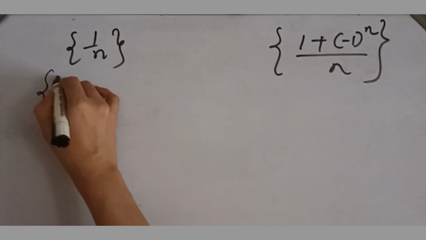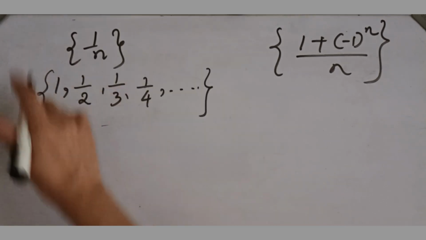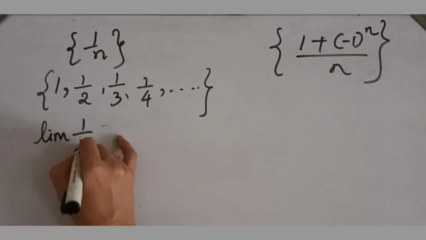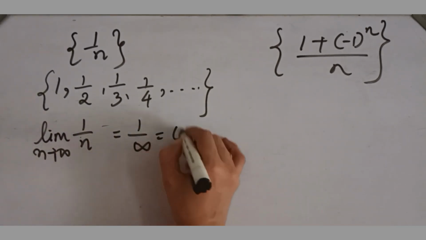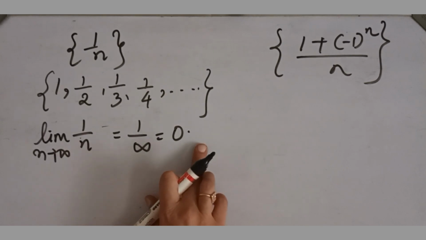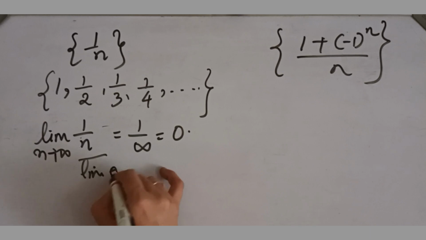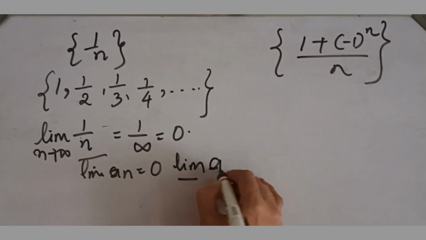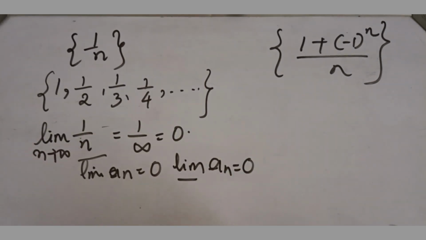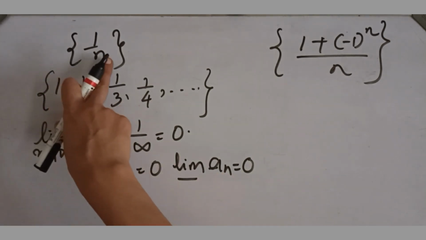See these two sequences here. When you write the terms of the sequence, you will get 1, 1 by 2, 1 by 3, 1 by 4 and so on. I will directly find the limit of the sequence as n tends to infinity, which is 1 by infinity, that is equal to 0. There is only one limit point for this sequence. Therefore, limit supremum, the maximum of that value, is also 0. Minimum same. Limit infimum of a_n is also equal to 0. So in this case, limit supremum equals limit infimum. Hence, it is a convergent sequence.